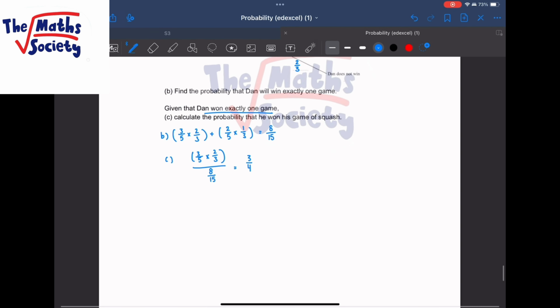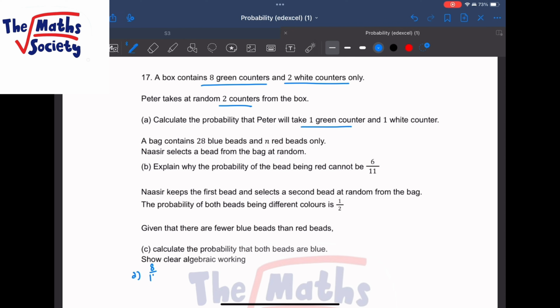Okay, so now we go on to number 17. A box contains 8 green counters and 2 white counters. Peter takes a random 2 counters. Probably the people will take 1 green counter and 1 white counter. So 1 green, so that's 8 by 10 multiply 2 by 9 plus 2 by 10 multiply 8 by 9. So that's 16 by 45.